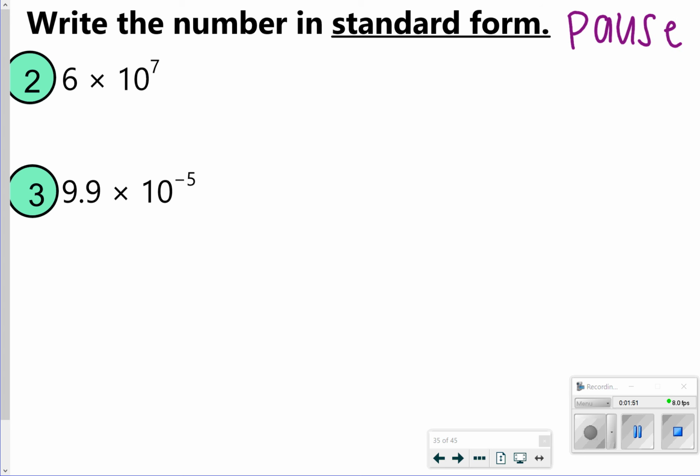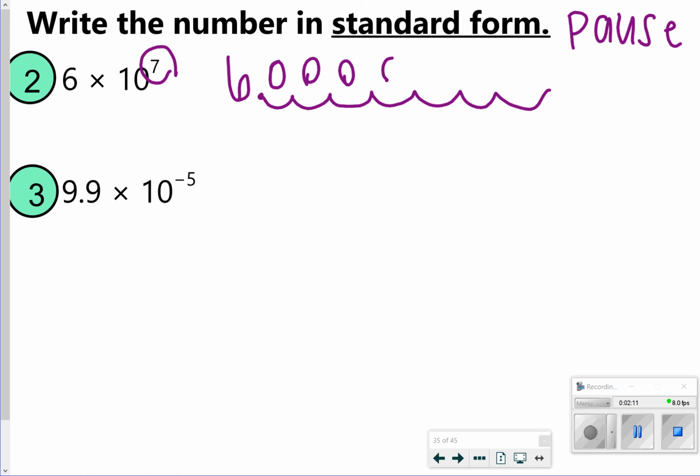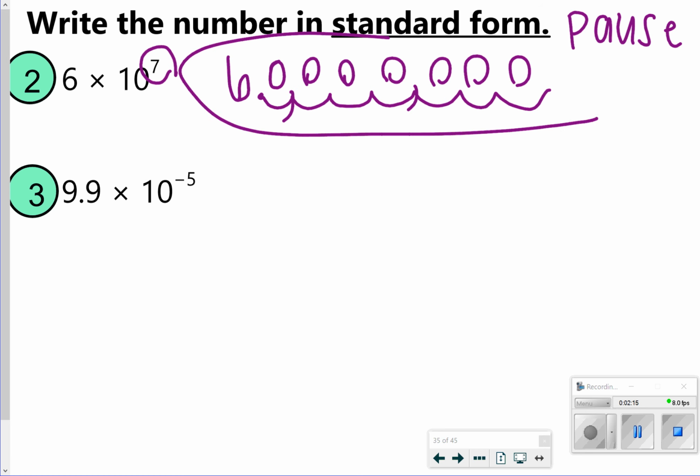Okay, for number 2 we have the number 6. So I'm going to start with that, and then there are 7 times we're going to move the decimal in the right direction, or the positive direction. The decimal in the number 6 is at the end, so I'm just going to create my own decimal and then scoot it 1, 2, 3, 4, 5, 6, 7. Or just a 6 with 7 zeros behind it makes 60 million.